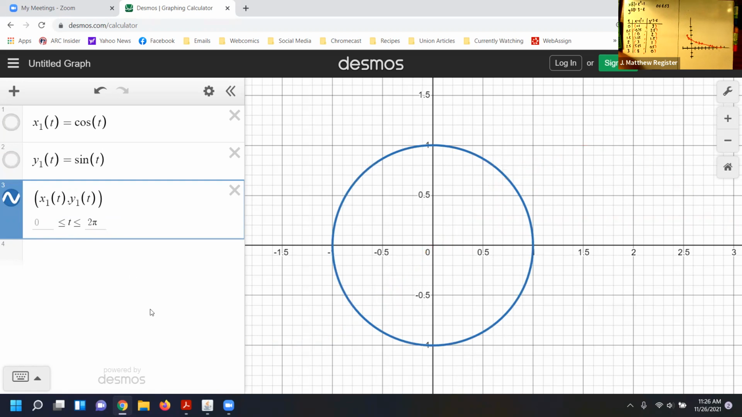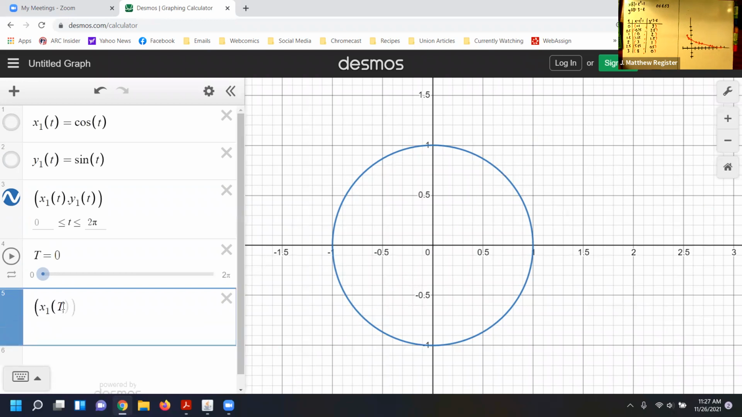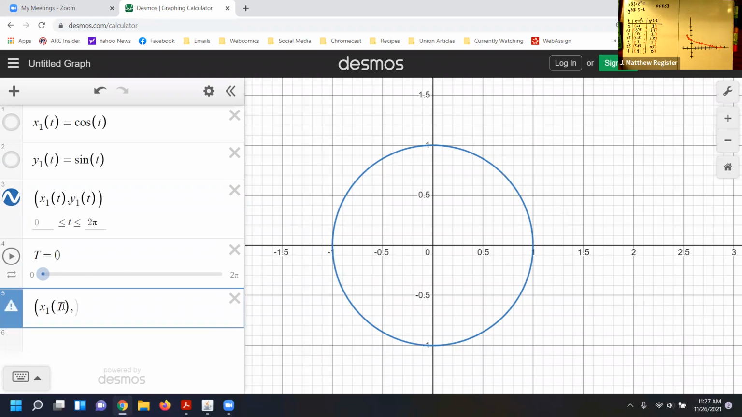And now this is basically doing the same thing we were doing, but this is also showing how x of t changes with respect to time, as well as how y of t changes with respect to time. And we can create the same dummy variable of t, and we'll say that t goes from 0 to 2 pi. And then we can also create the parametric equation, which shows where that point is. And so we could say x sub 1 of big T, comma, y sub 1 of big T.